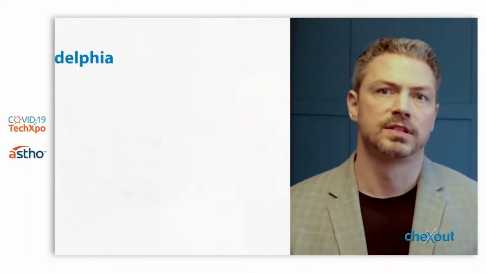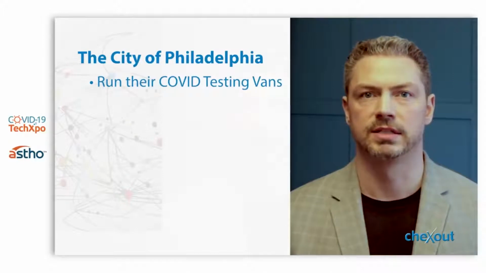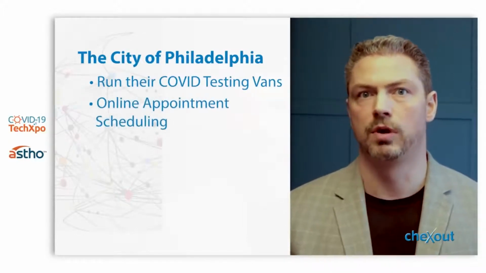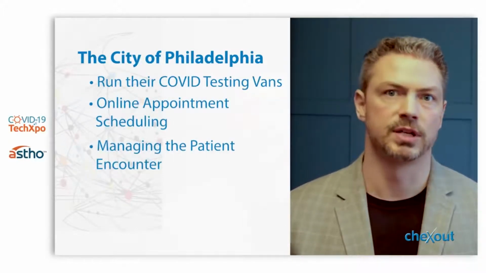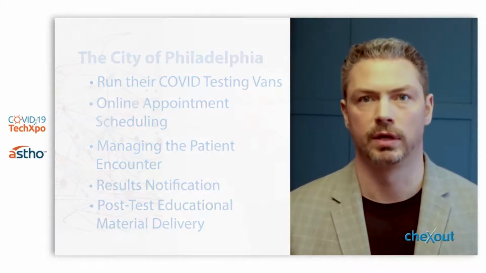The city of Philadelphia uses a custom set of features in Chexout to run their COVID testing vans, including online appointment scheduling, managing the patient encounter, results notification, and post-test educational material delivery. Their vaccination program also uses Chexout for appointment reminders. The U.S. Virgin Islands has been using Chexout for COVID test result delivery at all of their ports of entry.